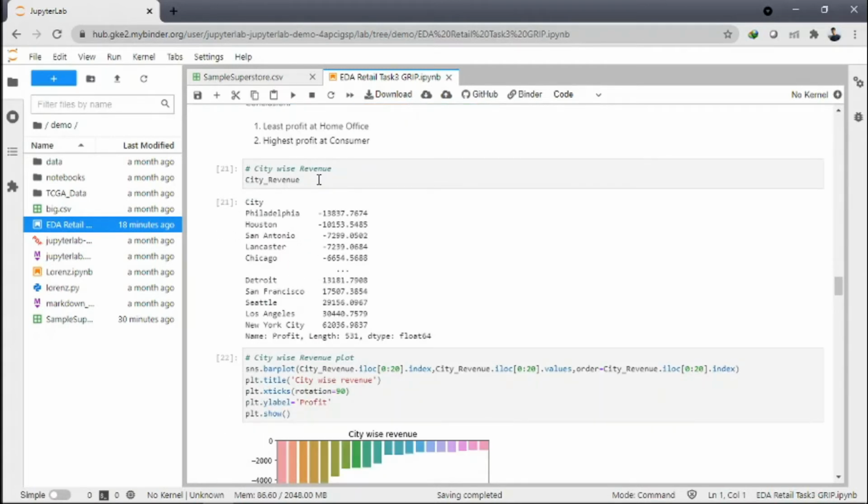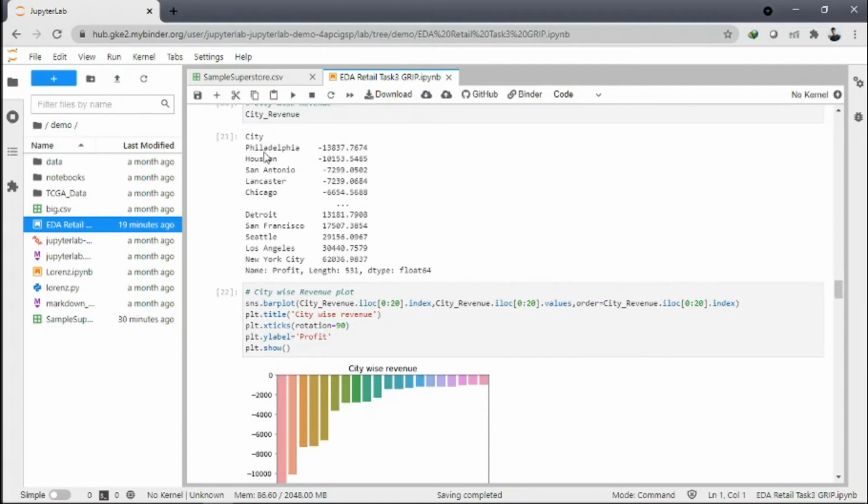And here we are seeing the city-wise revenue. As we can see, Philadelphia has the lowest profit, or we can say the highest loss, and the highest profit is in New York City.